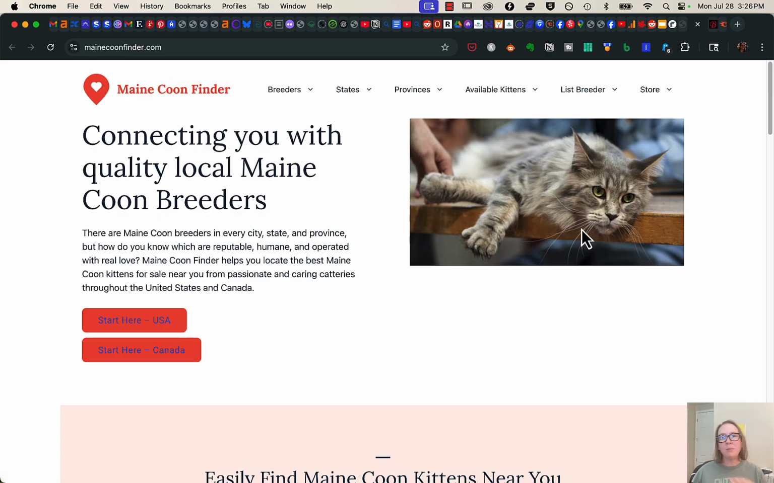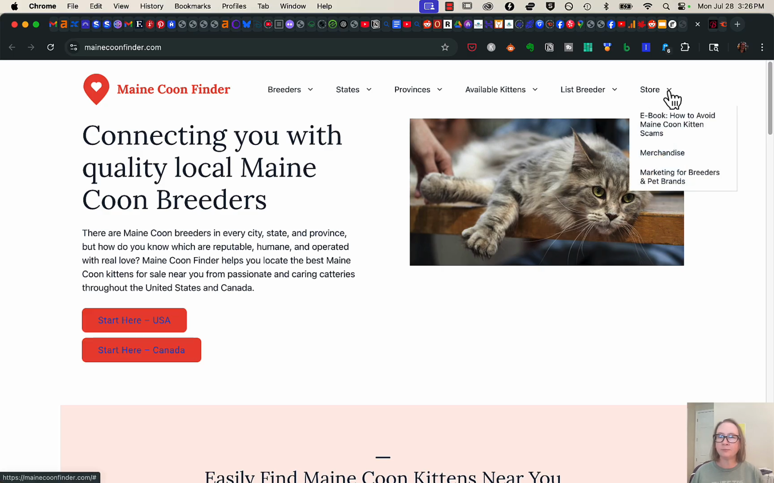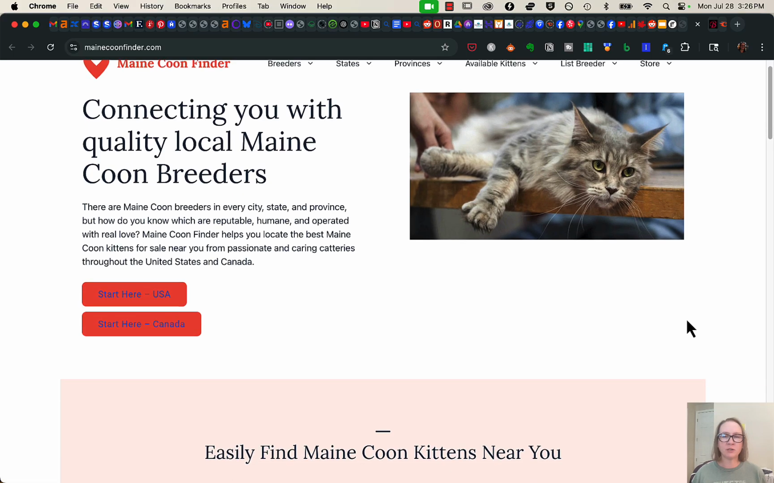What I noticed immediately without scrolling down is that we have a store option up here. So just hovering over that, we see they're selling an ebook, they're selling merchandise, and without going any further, I already know that an SEO is running this directory site, because what are they doing? They're selling marketing for cat breeders and pet brands. So let's scroll on down and see if there's anything else of interest on here first.